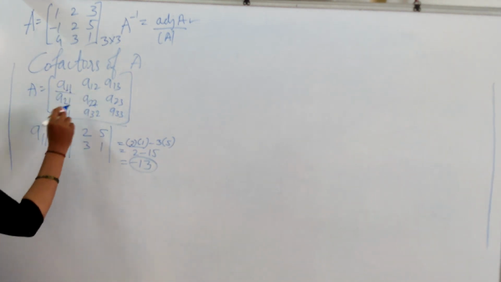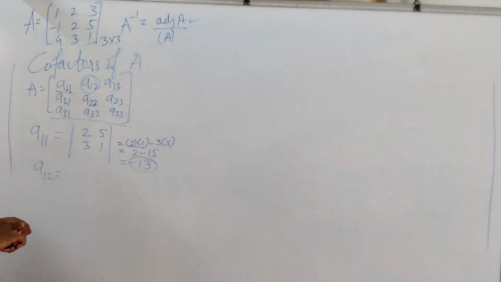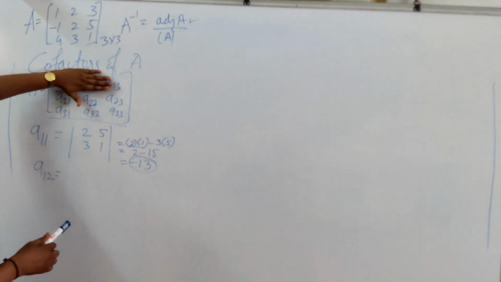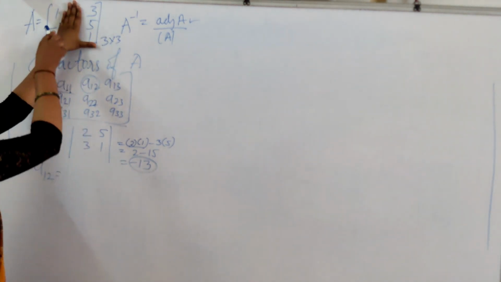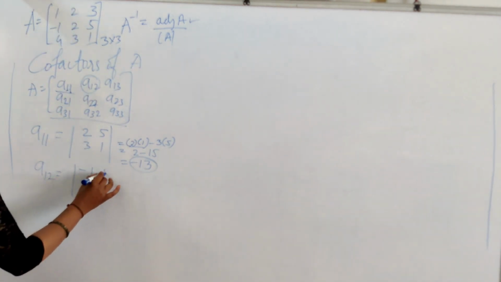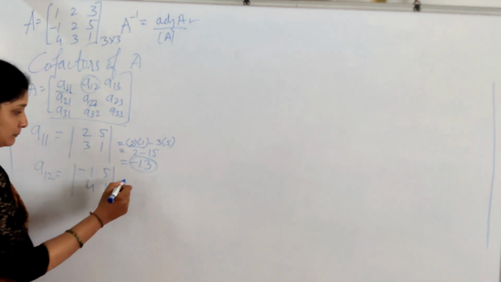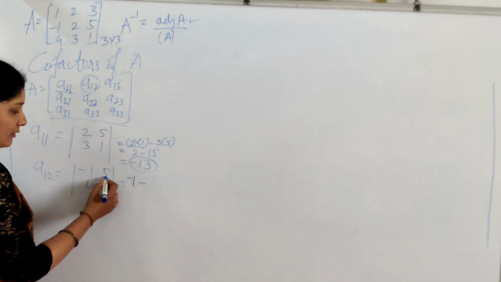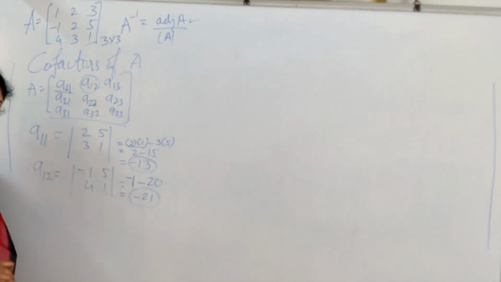Similarly, A12. A12 means you need to ignore this column and this row. So what is left here? Minus 1, 5, 4, 1. It's a determinant. That is minus 1 into 1, minus 4 fives are 20. Therefore, it is minus 21.